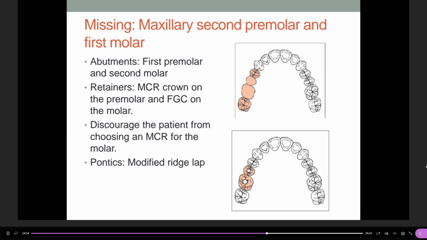Maxillary second premolar and first molar missing. It is also a simple prosthesis provided the root surface area is good. The abutments will be first premolar and second molar, provided the roots are well formed. If not, you will have to take support from the canine and it is no longer a simple fixed prosthesis.